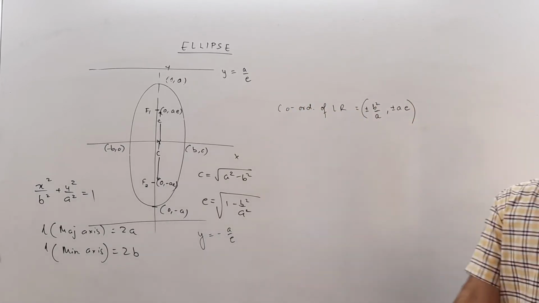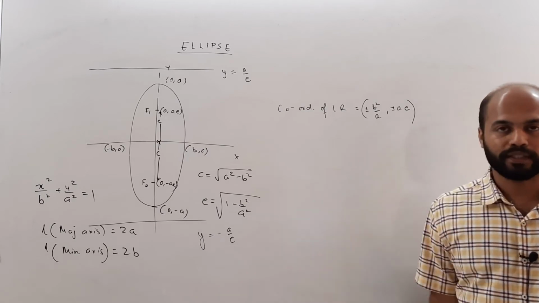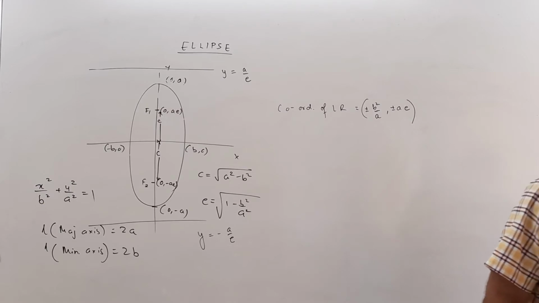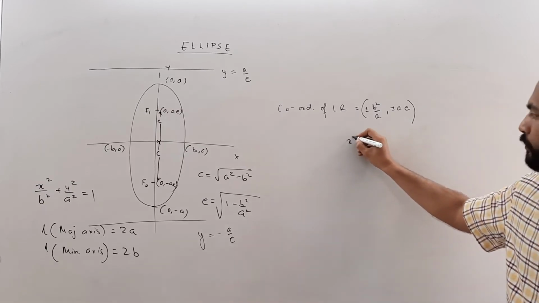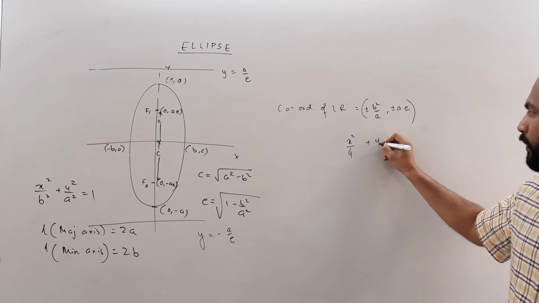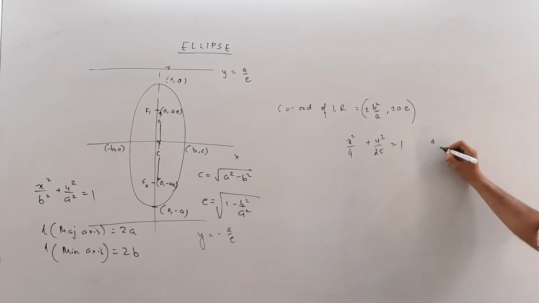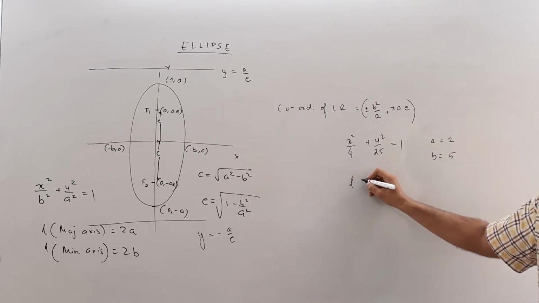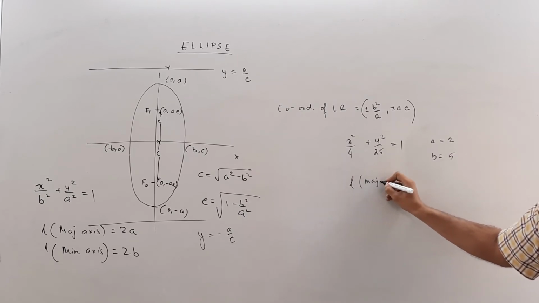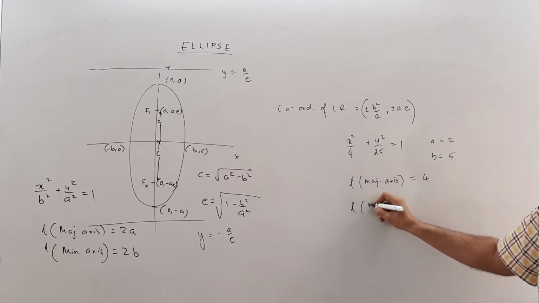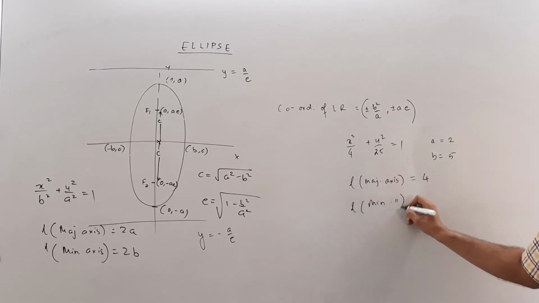So let's take an example quickly, and we can try and locate all these points. So the equation this time is going to be x square by 4 plus y square by 25 is equal to 1. So from here we can find out that length a is 2 and b is 5. So obviously length of major axis is 2b, that is 10. Length of minor axis is going to be 4.